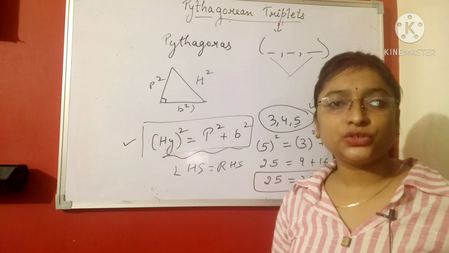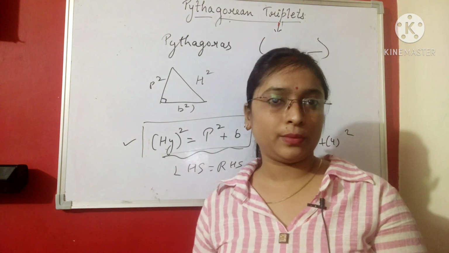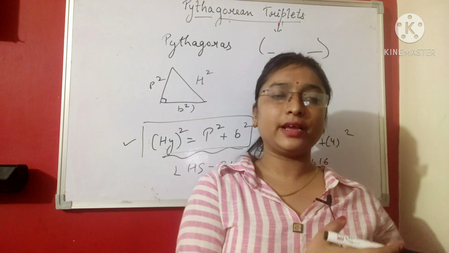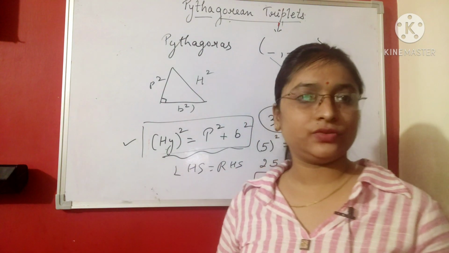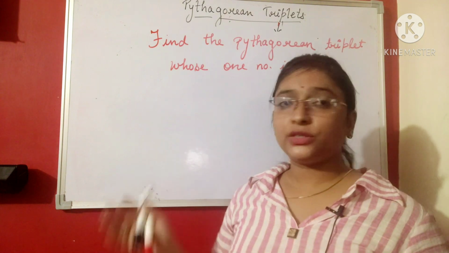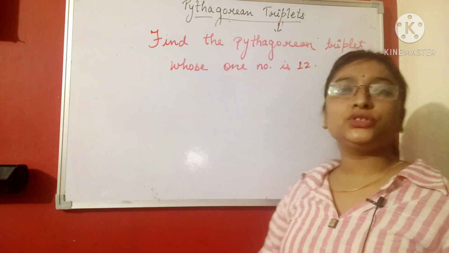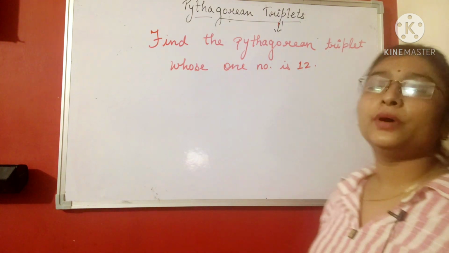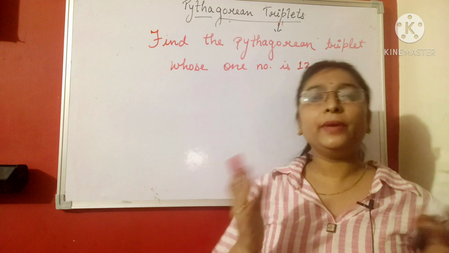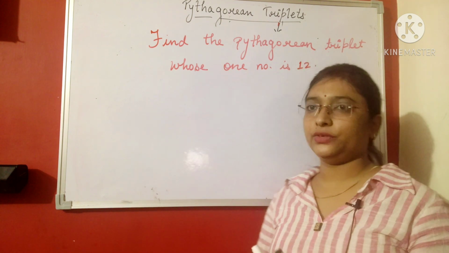Now how do the questions come? Suppose the question comes, find the Pythagorean triplet whose one number is 6, whose one number is 8. So let's start with the questions and understand how to find out the triplet. Suppose a question comes, find the Pythagorean triplet whose one number is 12. We will be given some things so that we can start up the question, right?